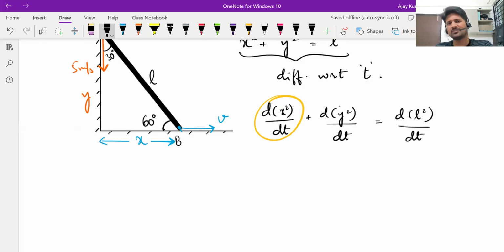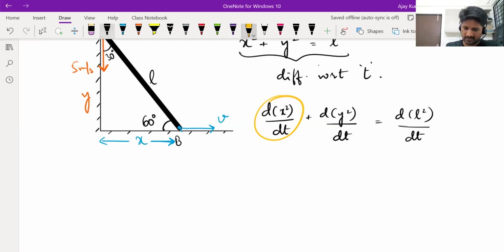What is the derivative of x square with respect to x? 2x, sir. 2x. But now you are differentiating with respect to time. So what rule of differentiation should be applied when you are differentiating a function with respect to some other variable? It's the chain rule. Chain rule, correct, correct.